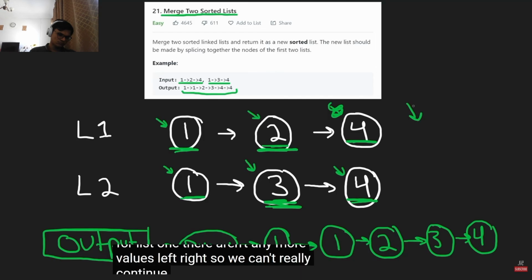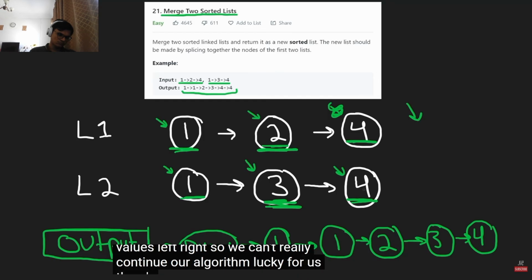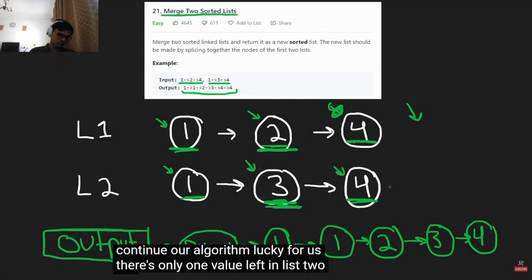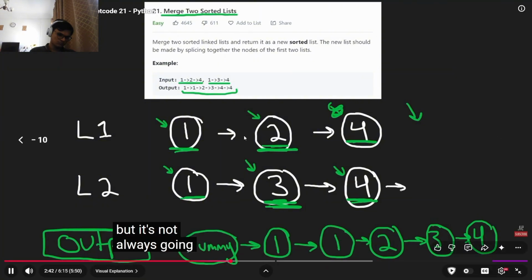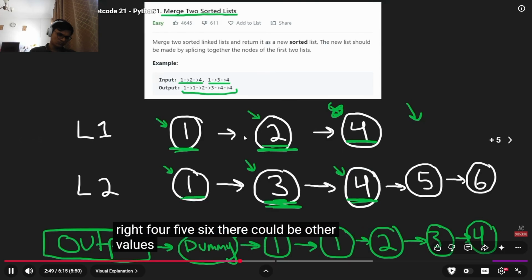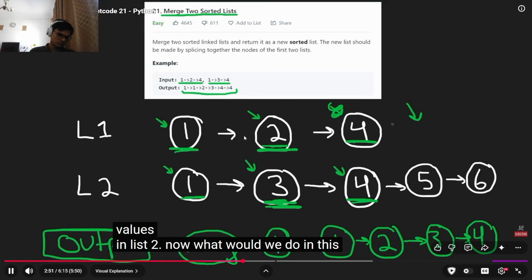So we can't really continue our algorithm. Lucky for us, there's only one value left in list 2. Is this always going to be the case, right? Maybe there could be more values in list 2. Now, what would we do in this case?